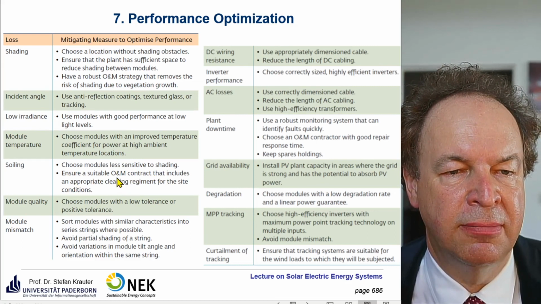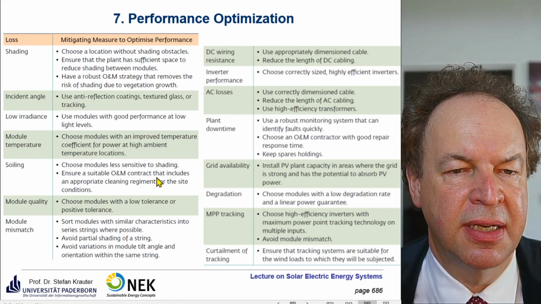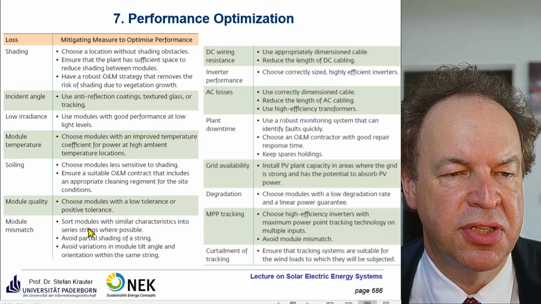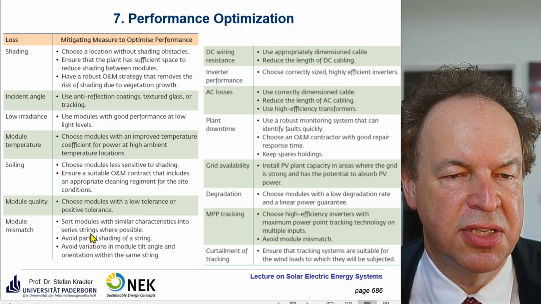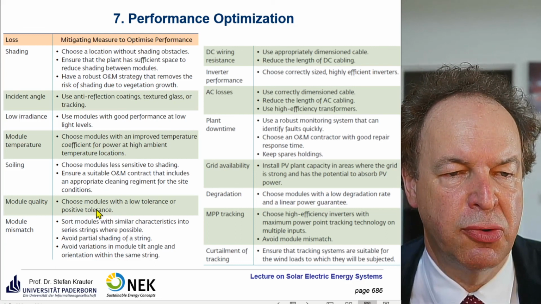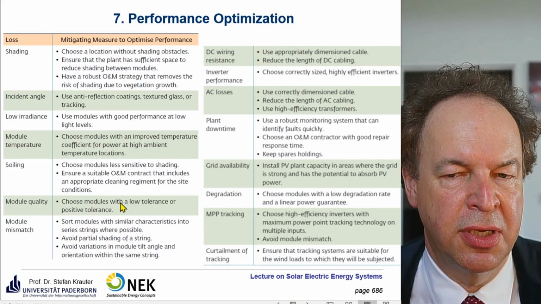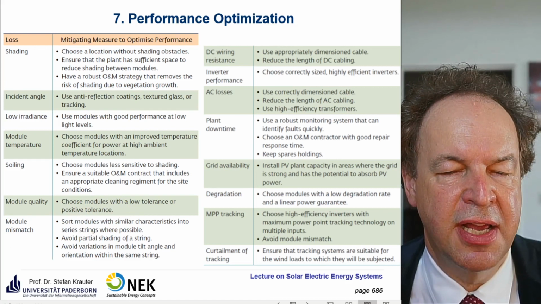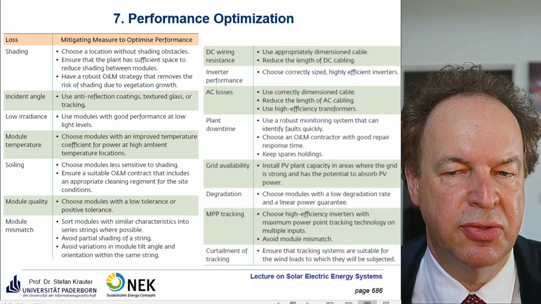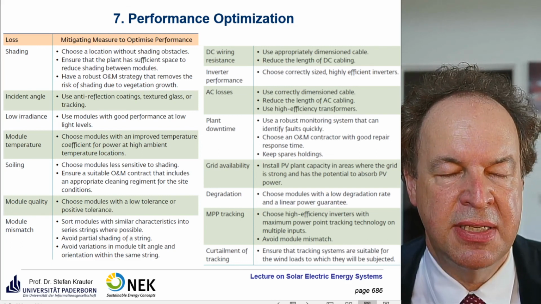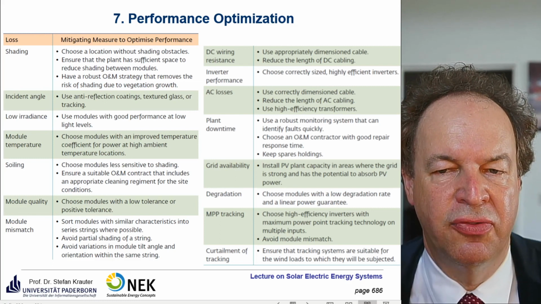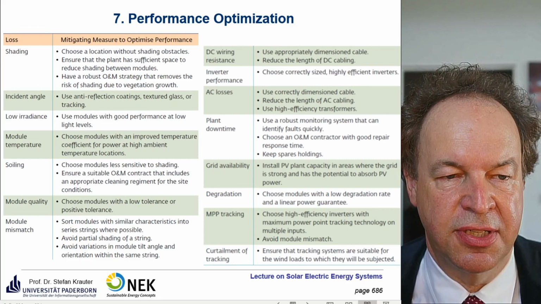Ensure a suitable operation and maintenance contract that includes an appropriate cleaning regime for site conditions and module quality. We discussed this already with a low tolerance or positive tolerance. This is for the banks, as I told you, they always take a look at the worst case. If you have a zero tolerance on the lower part and just positive tolerance, then they take the nameplate value for the power under standard test conditions.